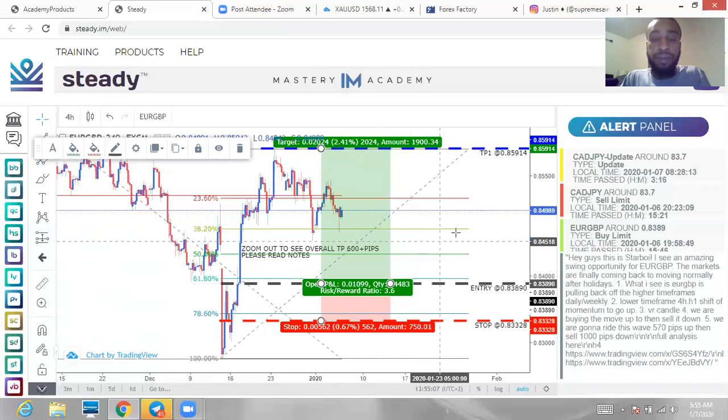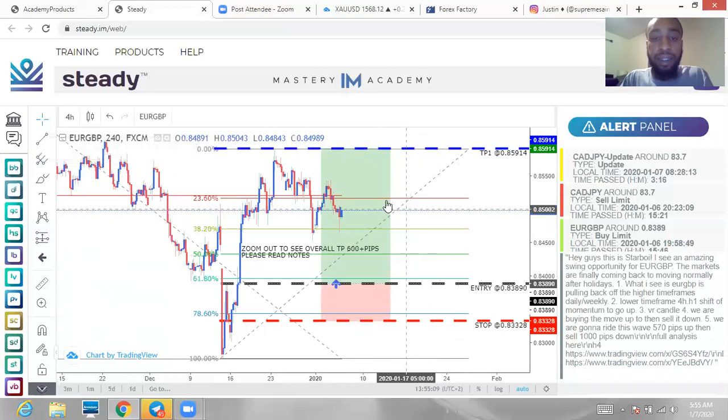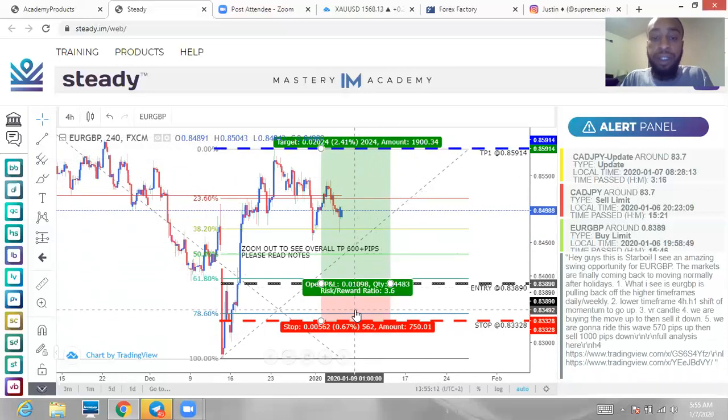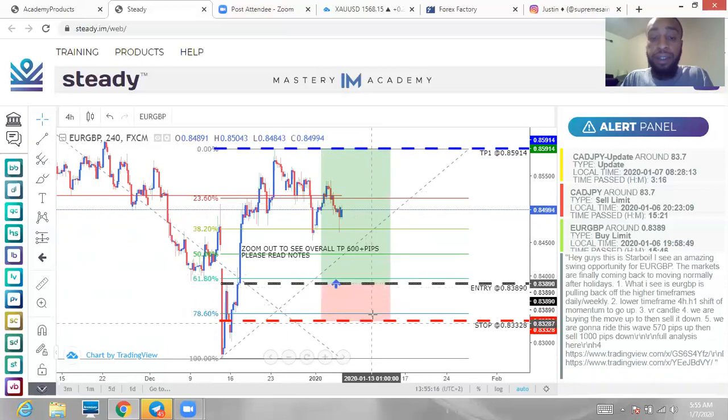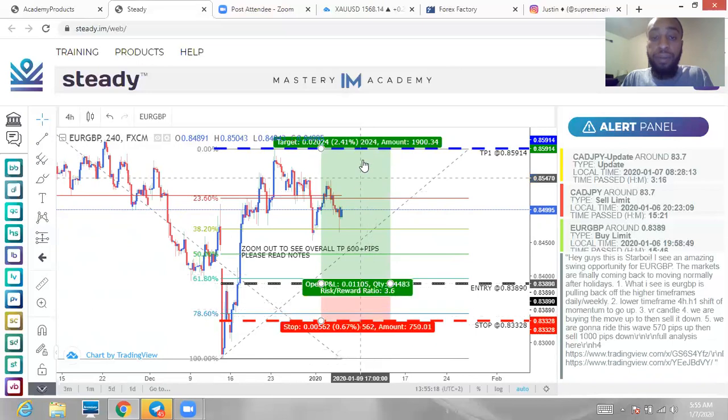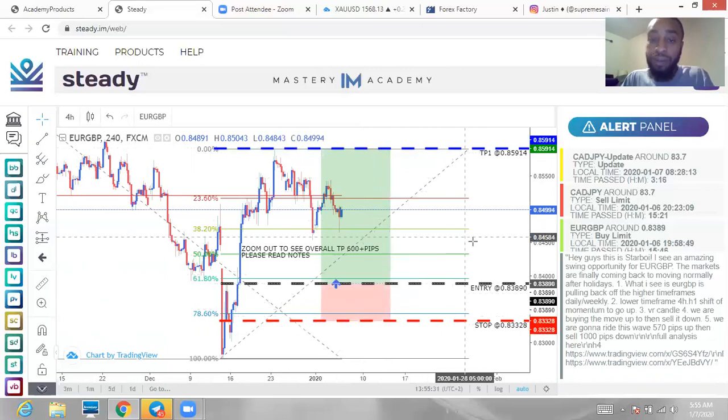Let's see what we have. Now look at that again. Doesn't it look like way more green than red? Our stop loss is what, about 56 pips right here? 56.2. Our take profit is 202 pips. What is our risk to reward? Right here, 3.6. Over 3.5 times what you can make versus what you're willing to lose.